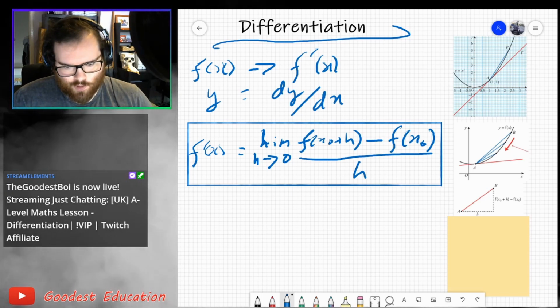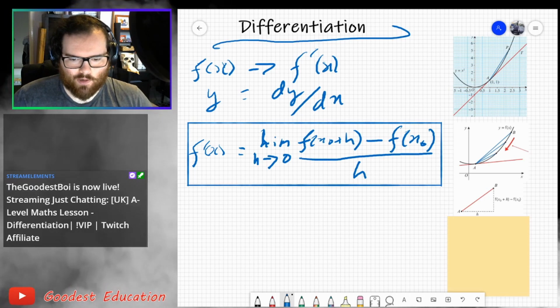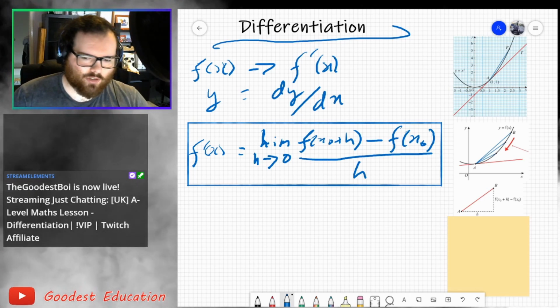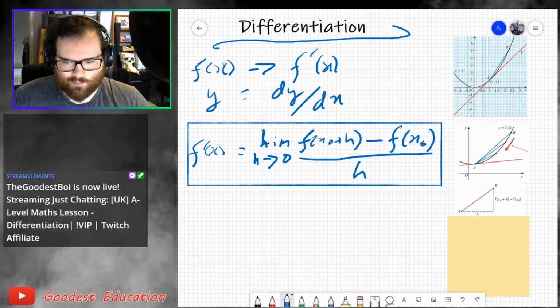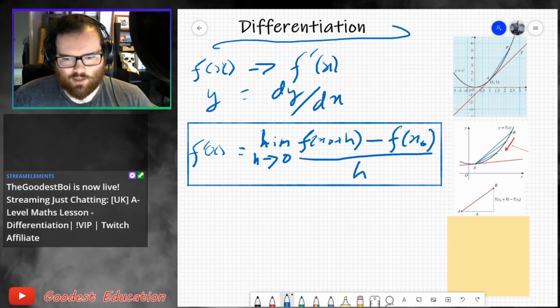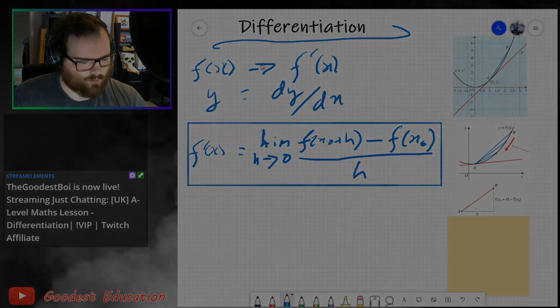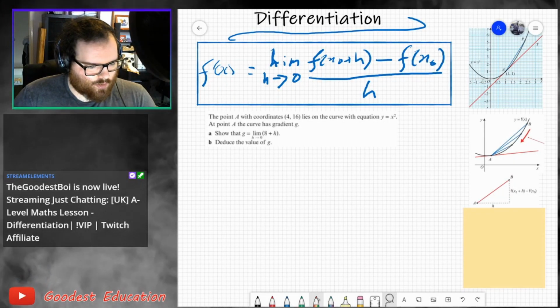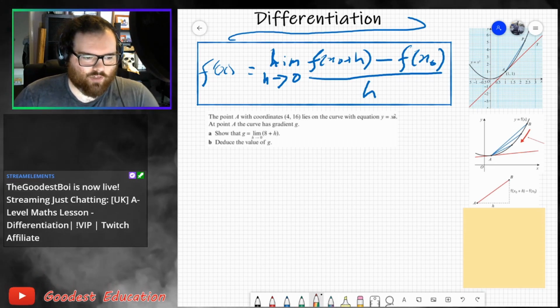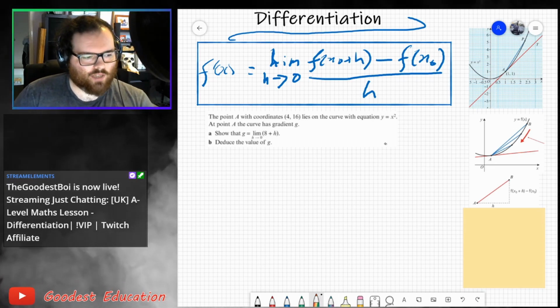And it'll work for anything. There are some equations that it might be very, very messy for, but it should work. So, for example, let's do an example. An example could be the point A with coordinates 4, 16 lies on the curve with the equation y equals x squared.